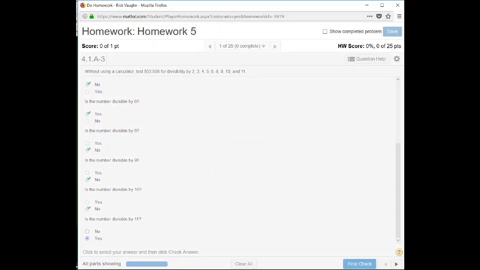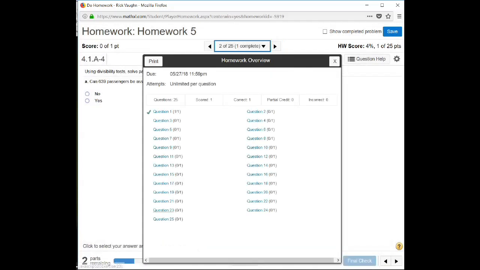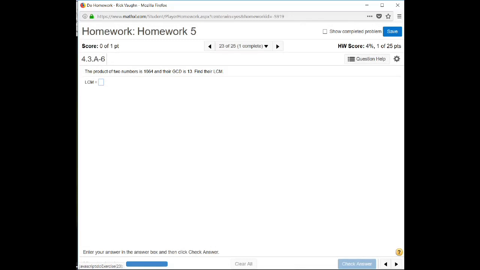All right, and now we're going to skip up and look at one question maybe near the end of this homework. Let's look at maybe 23. Here we're going to look at greatest common divisor and least common multiple. The thing you need to recognize is that there's a relationship between the least common multiple and the greatest common divisor. If you know the product of the two numbers and the greatest common divisor, you can put this together in order to find the least common multiple.